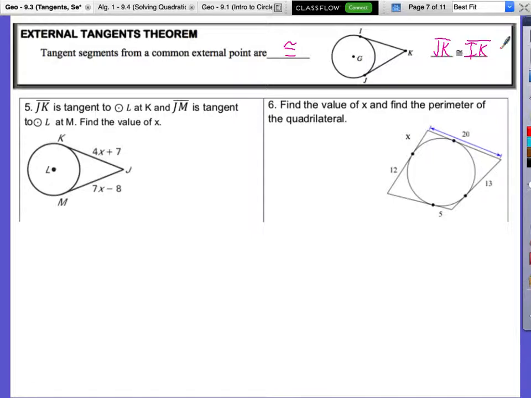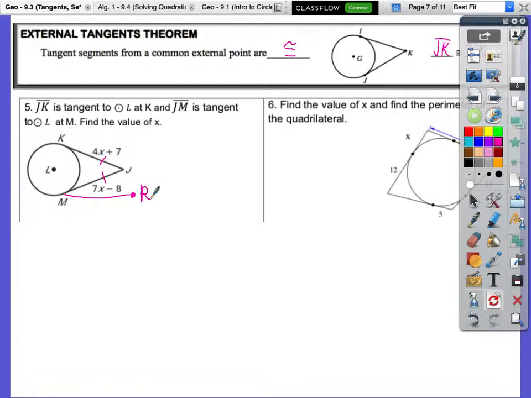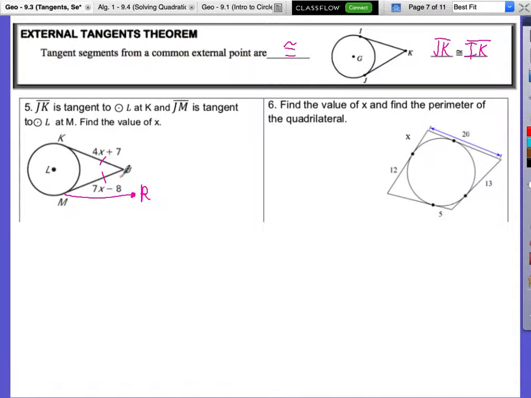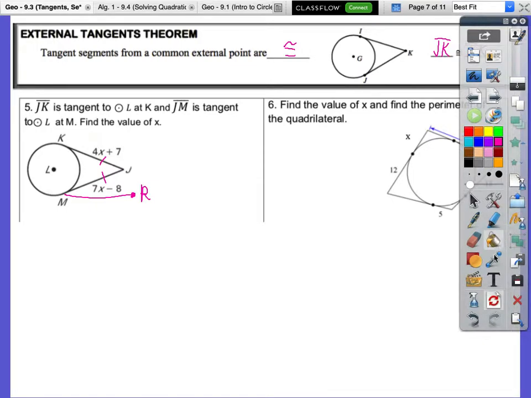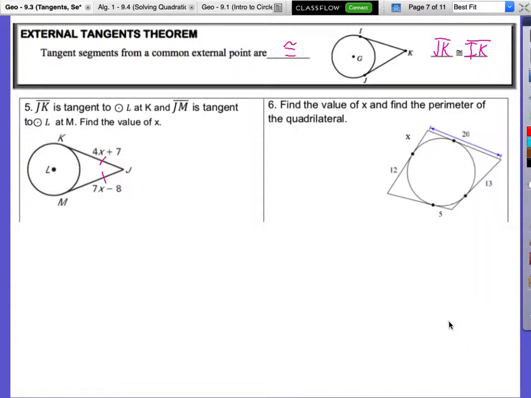Segment JK is tangent to circle L at point K. Segment JM is tangent to circle L at point M. Find the value of x. What do we know about these two tangent segments? They're congruent because they're both tangent to the same circle and they both come from the same external point, J. If they came from different points, they wouldn't be congruent. But because they go to the same point, they are congruent. So we set them congruent, then set them equal and solve.